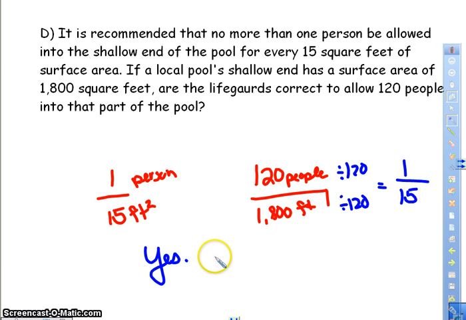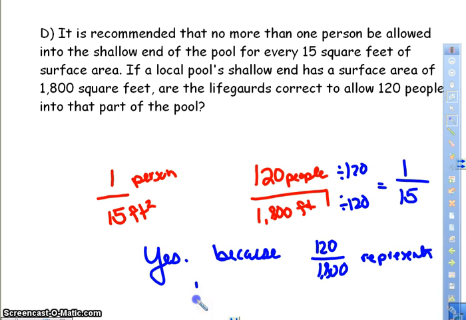Okay, yes, because 120 to 1,800 represents the same fraction as 1 to 15.